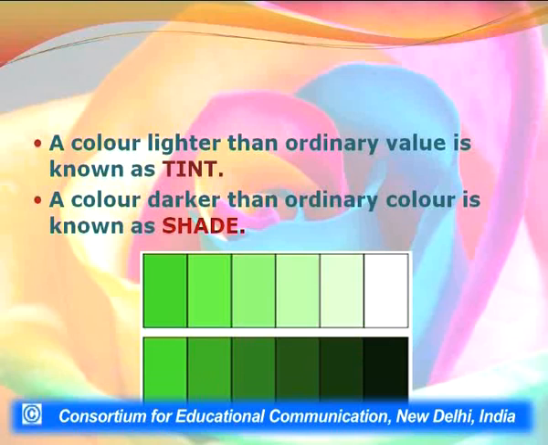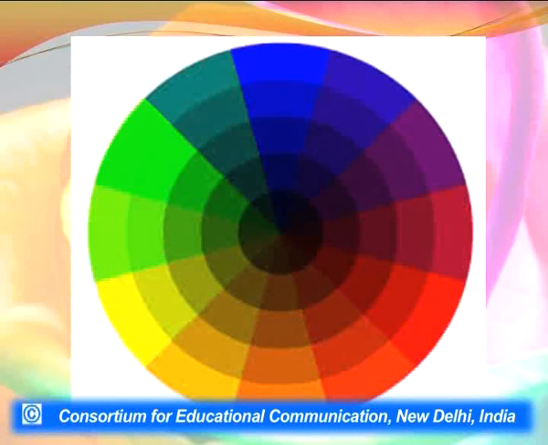And similarly, if we mix white in red, then it becomes pink, that is tint. And if we mix black in red, then it becomes maroon, and that is shade of red. So we should be very much clear which is tint and which is shade. You can find the tints and shade in the same color wheel. A few shades are tried to be shown in this wheel of all the 12 colors of the color wheel.